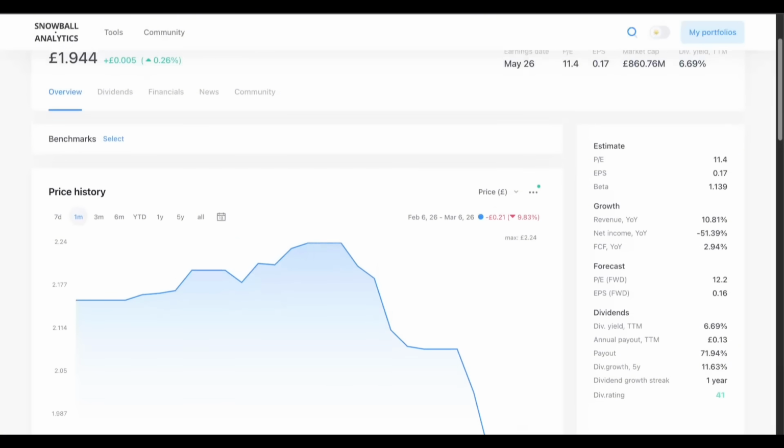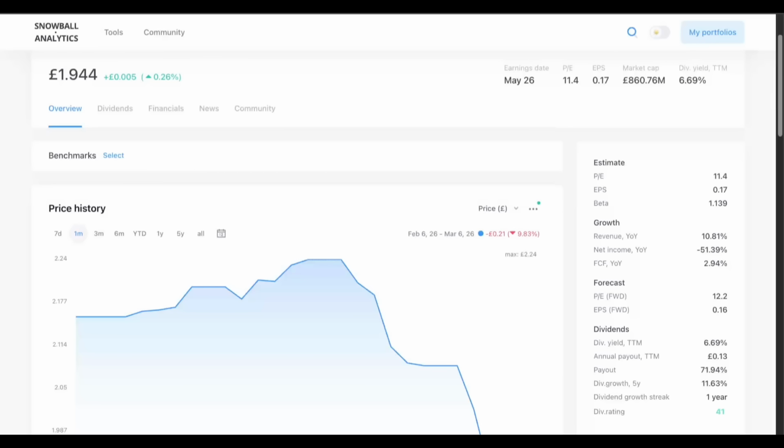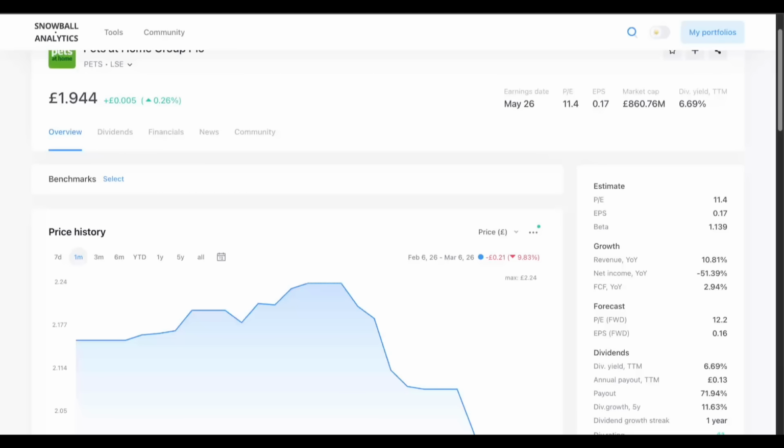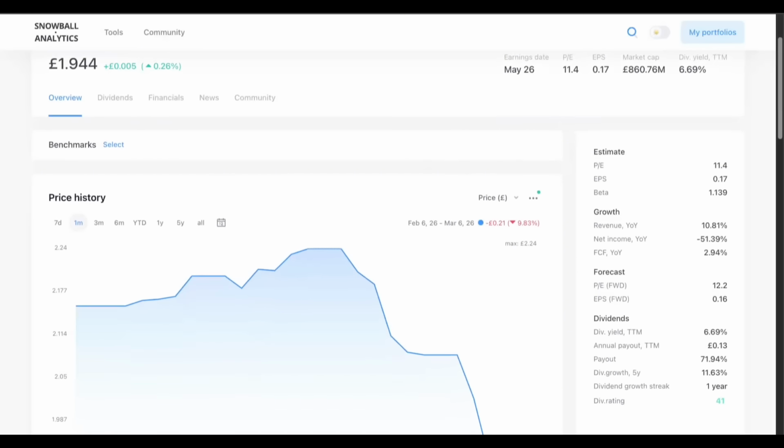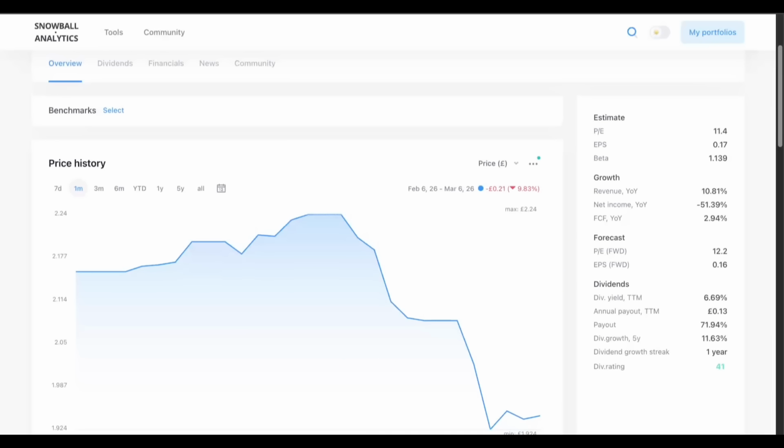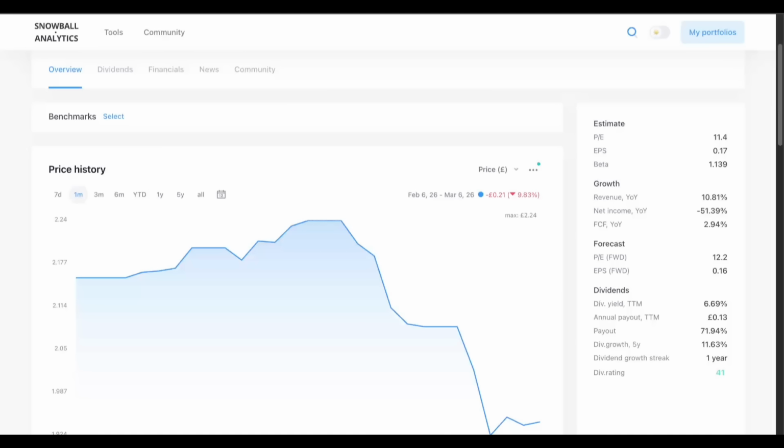The next stock I'm topping up today is going to be Pets at Home, stock ticker PETS. As you can see, over the last month, they're now down close to 10%, and I feel this offers another compelling opportunity to buy into the stock. They're my biggest yield in the portfolio, with a yield at 6.69%, and do have a 1-year dividend growth streak, but have a 5-year dividend growth rate at 11.63%.